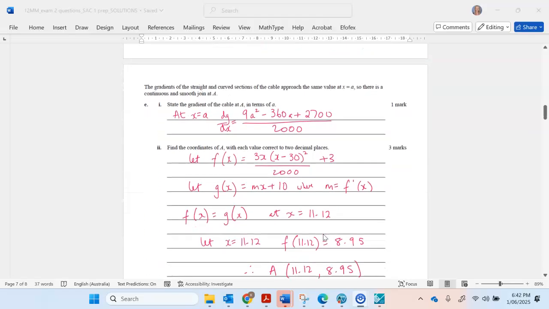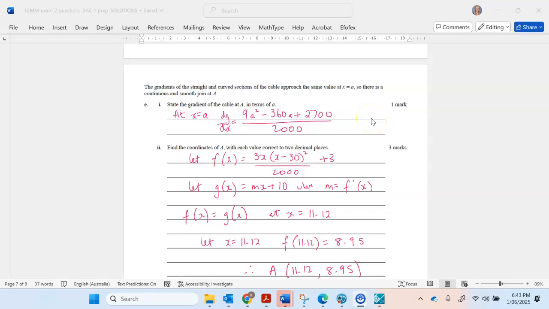All right, the gradients of the straight and curved section of the cable approach at the same value x equals a, so there is a continuous and smooth join at A. So when it's continuous and smooth, it just means you have the same gradient at that point. So if we're stating the gradient, all we're doing is substituting A into our gradient function, another easy mark.